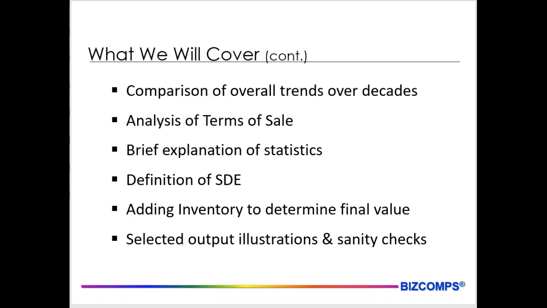We'll analyze the terms of sale of the transactions. We'll discuss briefly an explanation of the statistics. We'll define what SDE or seller's discretionary earnings is. We'll also talk about adding inventory to your final value, as BIZCOMPS does not include inventory in its multiples. So it has to be added to the final value of your client in order for your client's value to be accurate. And we're going to discuss selected illustrations, inputs and outputs, and sanity checks for the database.